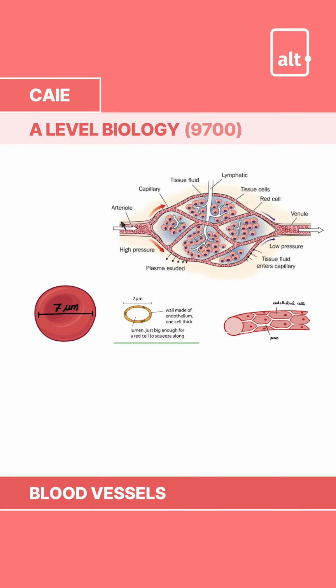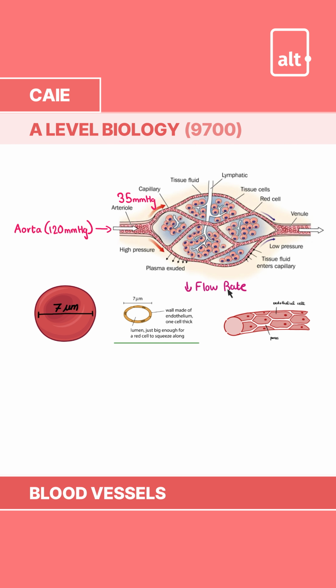Now, by the time the blood gets to the capillaries, it's at a much lower pressure than when it first left the heart. See, blood in the aorta is at a pressure of about 120 millimeters of mercury, but by the time it enters the capillaries from the arterioles, it's at a pressure of about 35 millimeters of mercury. Thanks to this lower pressure and the narrow lumen of the capillaries, the rate at which blood is flowing through the capillaries is much slower.